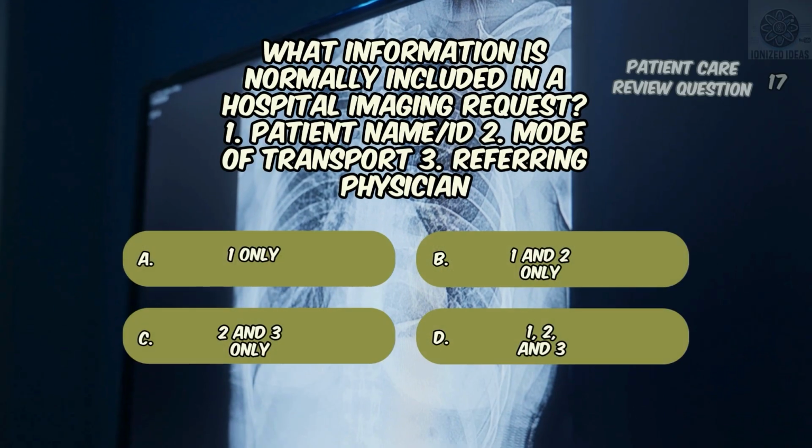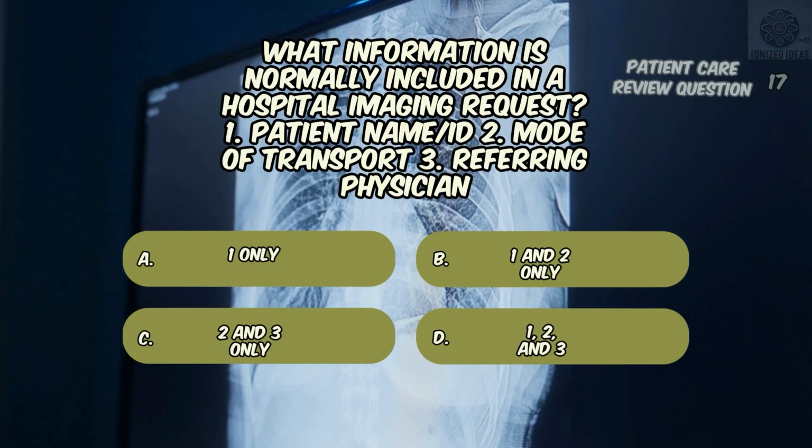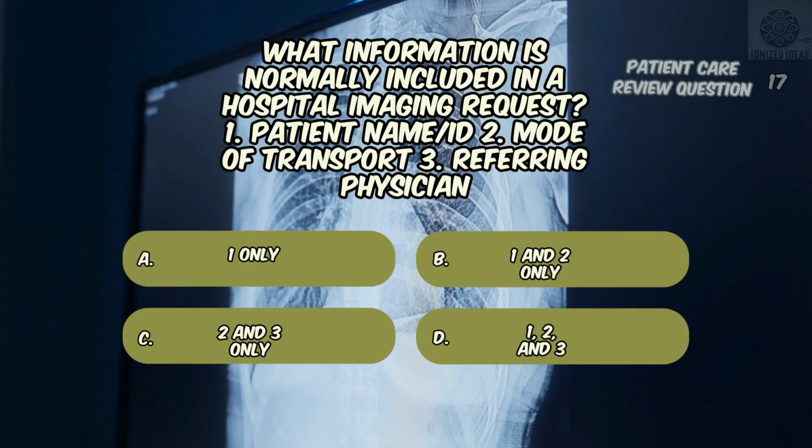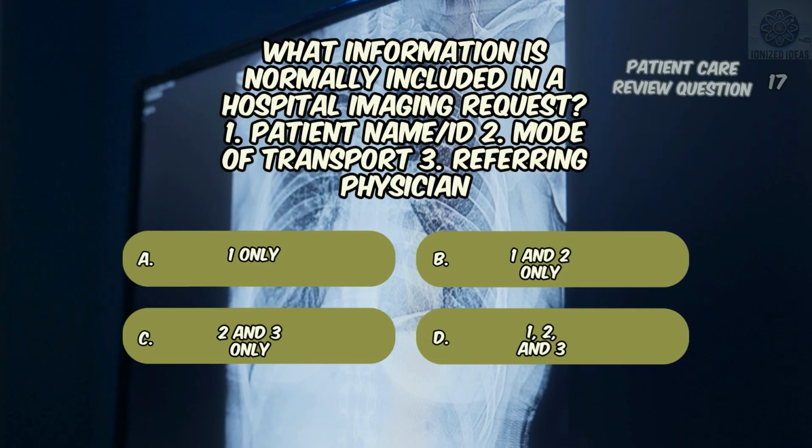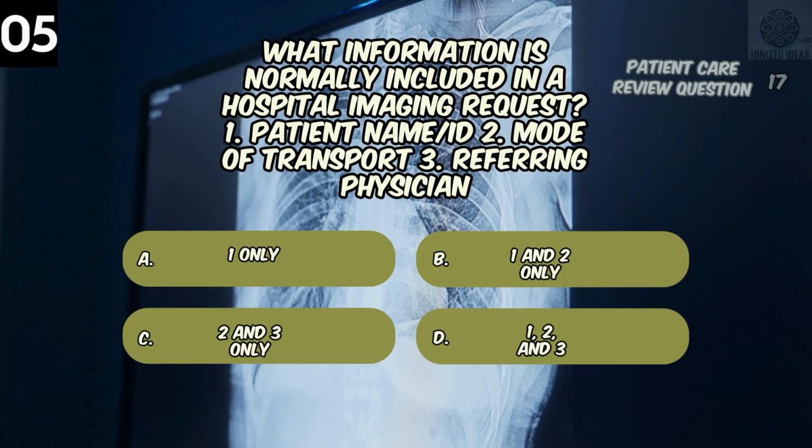What information is normally included in a hospital imaging request? 1. Patient name, ID. 2. Mode of transport. 3. Referring physician. A. 1 only, B. 1 and 2 only, C. 2 and 3 only, D. 1, 2, and 3.